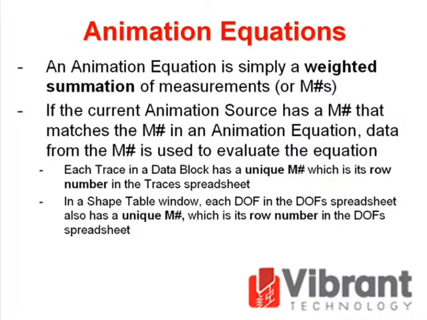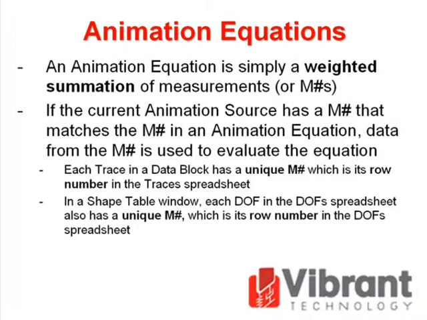During shape animation in a structure window, each point on the structure model is animated by evaluating its animation equations. An animation equation is simply a weighted summation of measurements. If the current animation source has a measurement number that matches the measurement number in an animation equation, data from the measurement number is used to evaluate the equation.